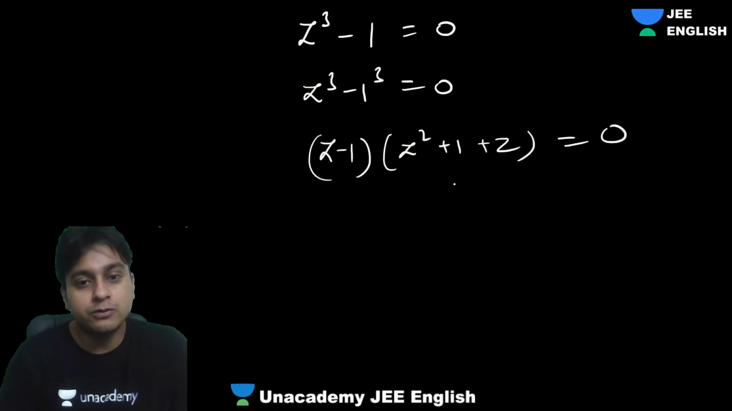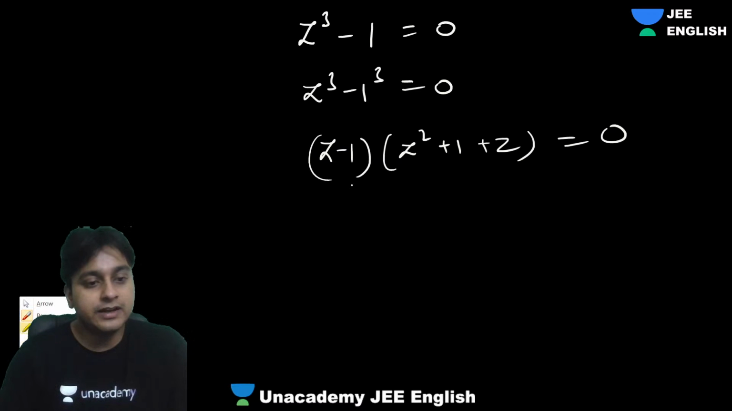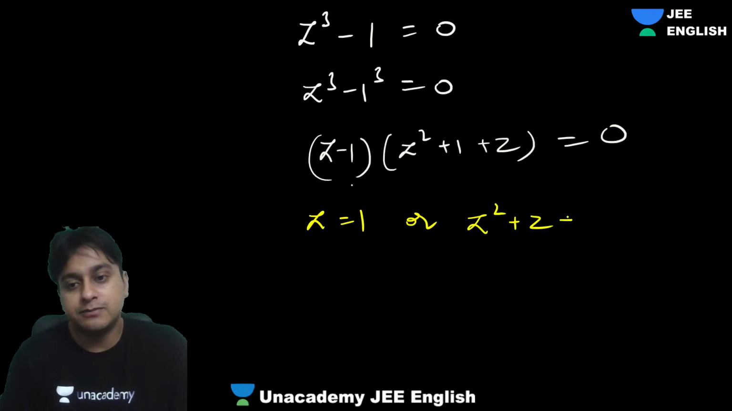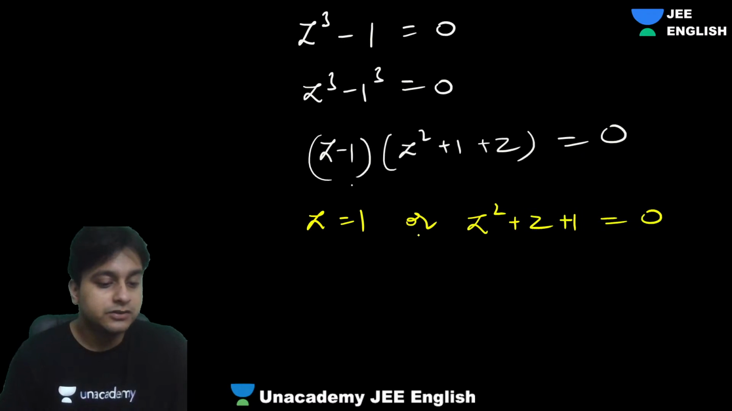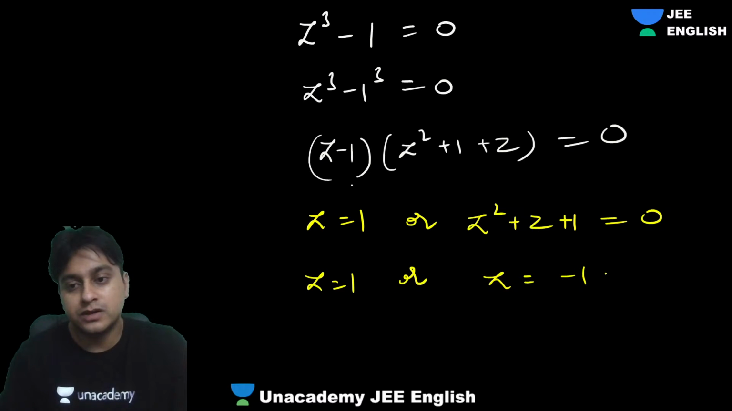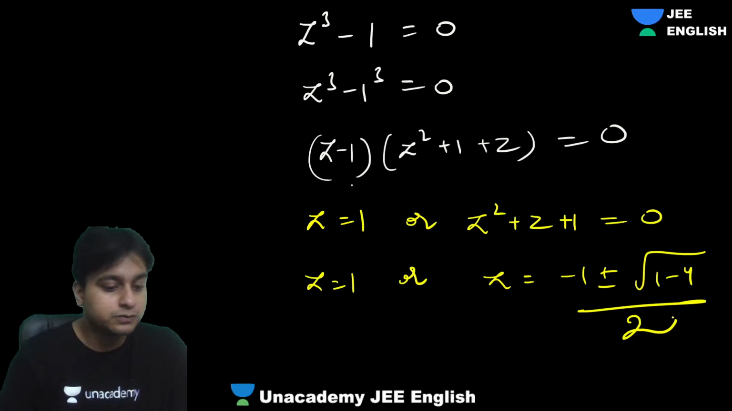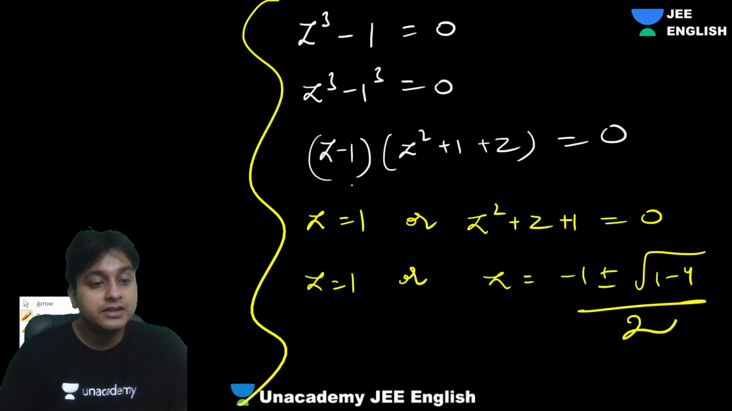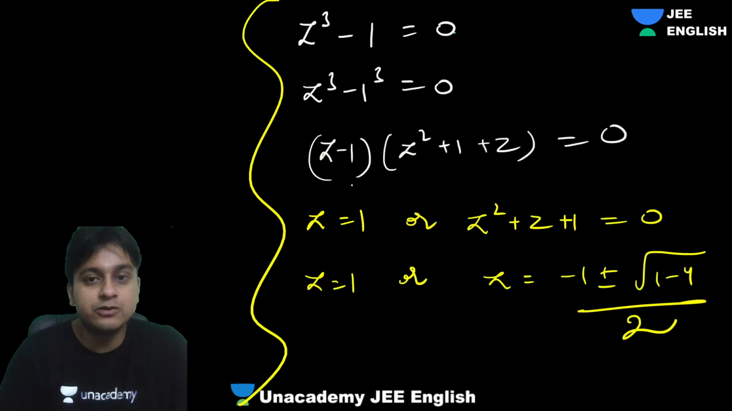From here, this into this is 0, right? So either this is 0 or this is 0. So we will be getting z equals 1 or z square plus z plus 1 equals 0. So either z equals 1 or z equals minus 1 plus minus under root b square minus 4ac, on 2. From here we actually get three roots, because a cubic will definitely have three roots.